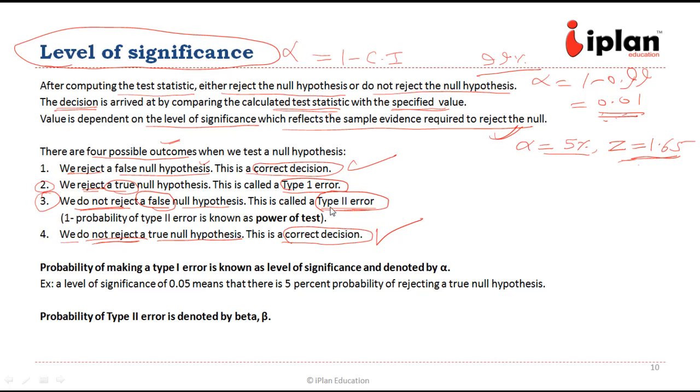So the probability of committing type 2 error is represented by beta, and one minus beta is known as the power of the test. And as we know, the probability of making type 1 error is the level of significance, which is denoted by alpha. So if we are saying alpha is 5% or the confidence interval is 95%, that says there are 5% chances of making type 1 error. There are 5% chances that we are rejecting the hypothesis while it is true.